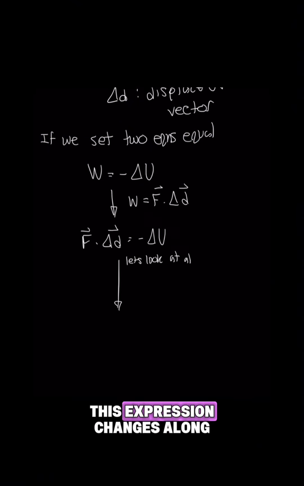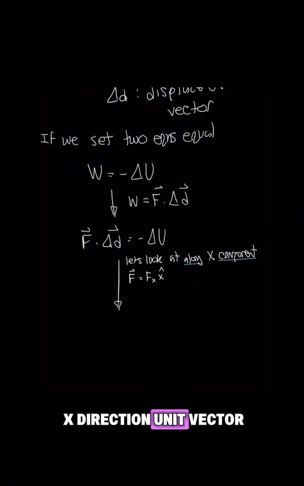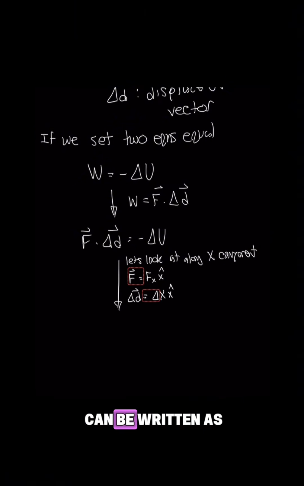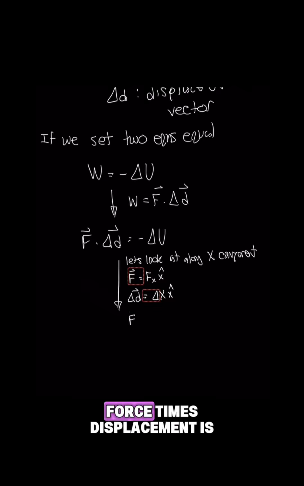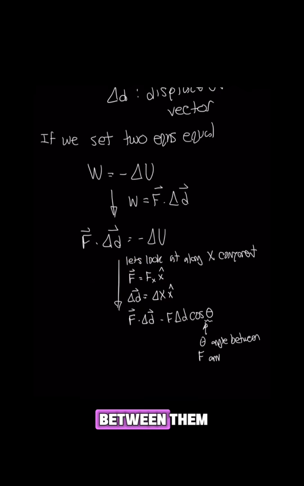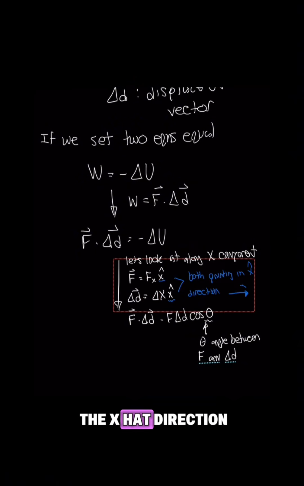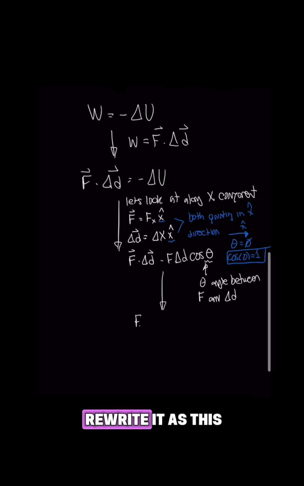We can look at how this expression changes along one direction. If we choose the x component, the F vector is just going to be force in the x times x hat, which is the x direction unit vector. And then delta D can be written as delta x, which is the displacement in the x direction. Force times displacement is also equal to F D cos theta, where theta is the angle between them. Force and displacement both point in the x hat direction, so theta is equal to 0 and cos theta is equal to 1. So we can just rewrite it as this.